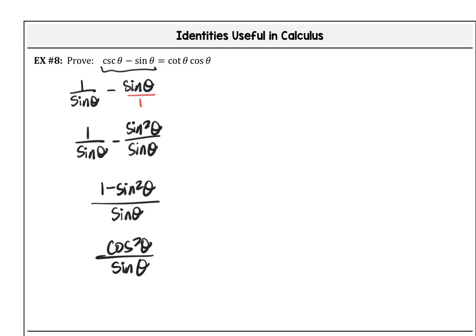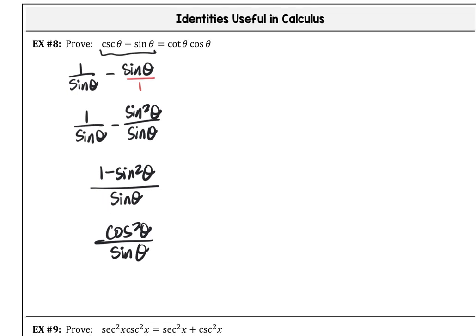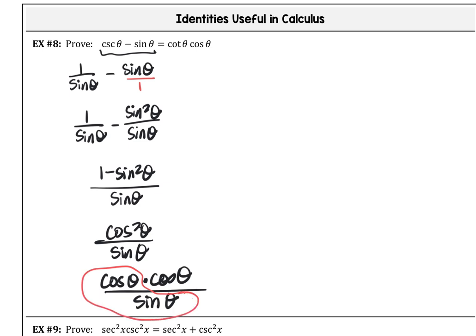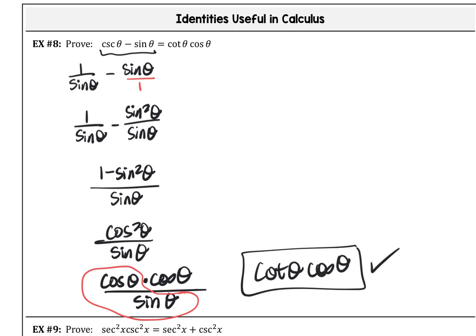Oh, we're getting closer. Look to where we need to go. Cotangent, cosine. I can see that because I can write this as cosine theta times cosine theta over sine theta. So that means this part is going to be our cotangent theta. And then, of course, the other one is just cosine, and that's exactly where we need to go. So we're done. Awesome.